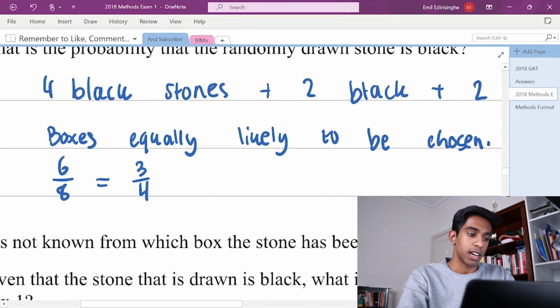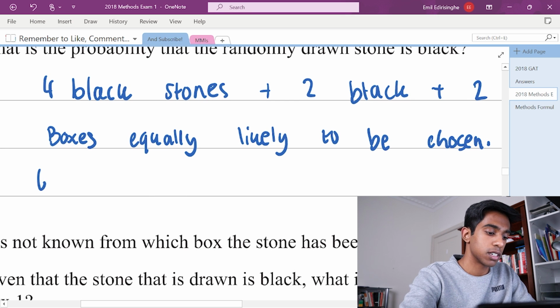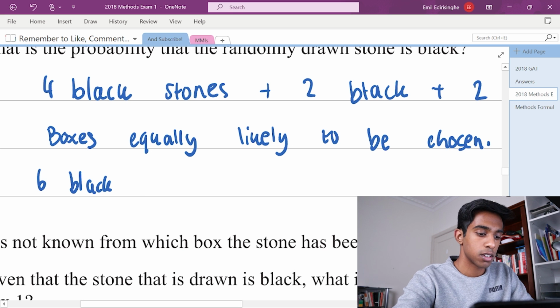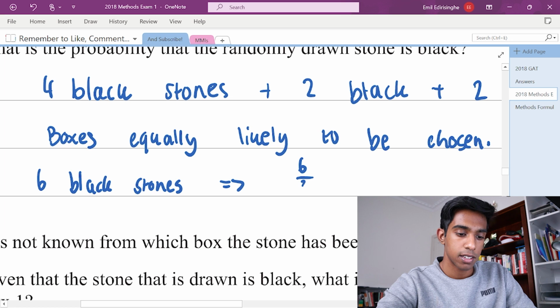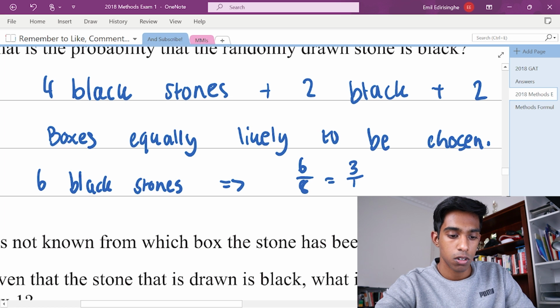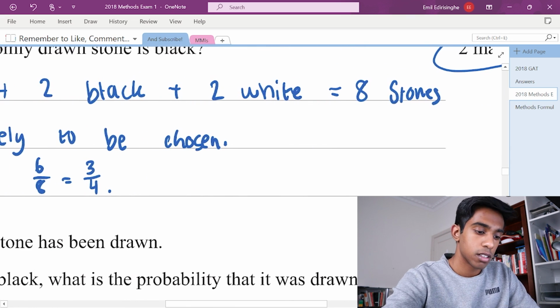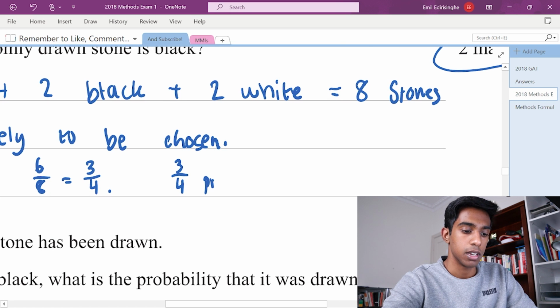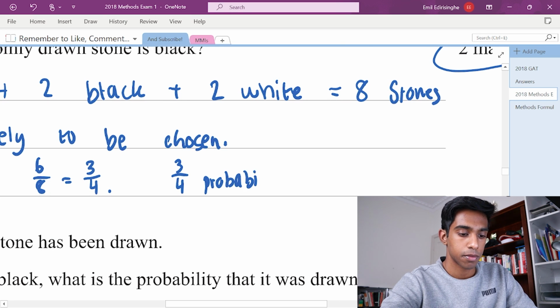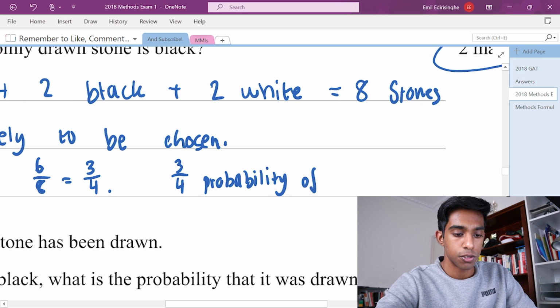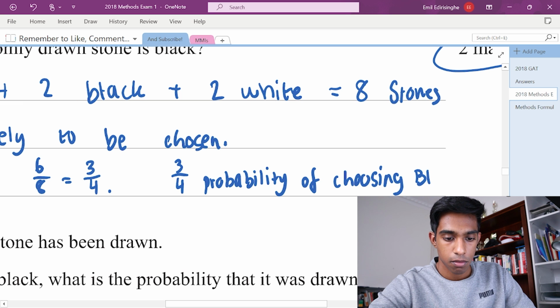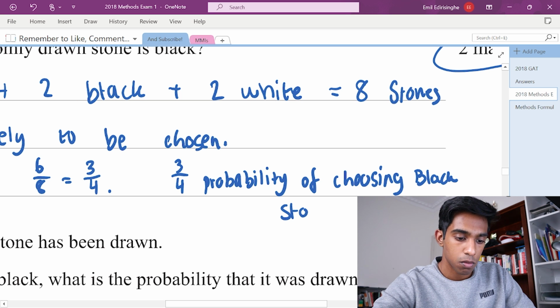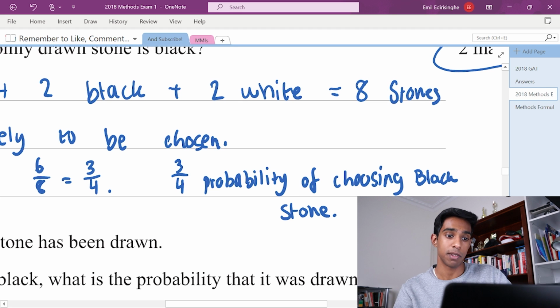And for this, I might actually write something else a little bit more to make sure that I get the 2 marks. So 6 black stones, 6 on 8 equals 3 on 4. And then I might just write 3 on 4 probability of choosing a black stone. And that will hopefully get me both marks.